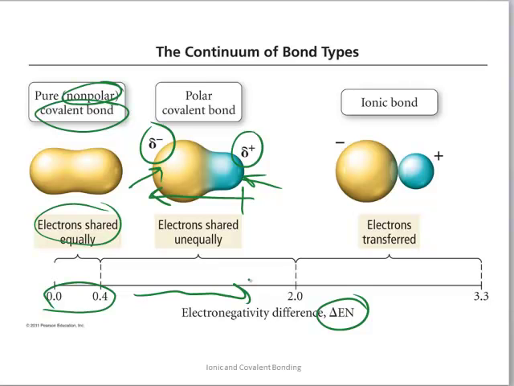If you have a difference in electronegativity so great that you are in the range of 2.0 to 3.3, the more electronegative atom has such a strong attraction for that electron, it not only unequally shares it, it will just take it, and it will create an anion and a corresponding cation.